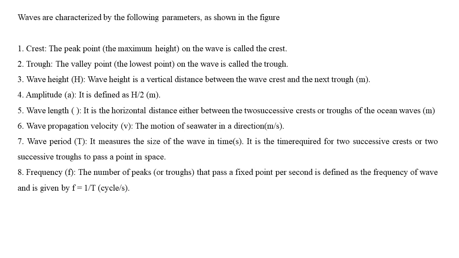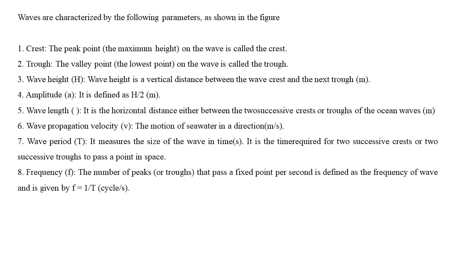Crest. The peak point on the wave is called the crest. Trough. The valley point on the wave is called the trough. Wave height. The wave height is the vertical distance between the wave crest and the next trough. Amplitude. It is defined as H by 2 meters. Wavelength. It is the horizontal distance between two successive crests or troughs of the ocean waves.